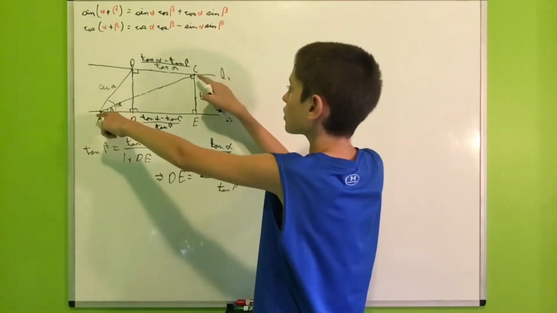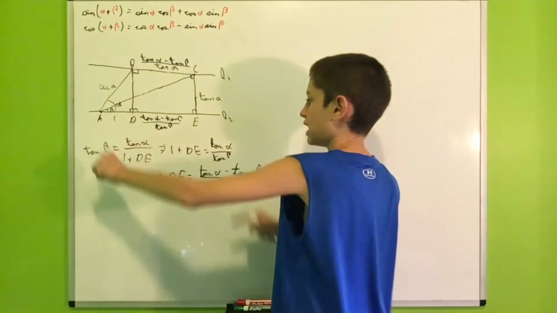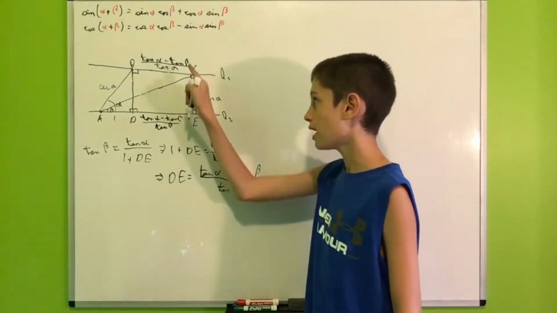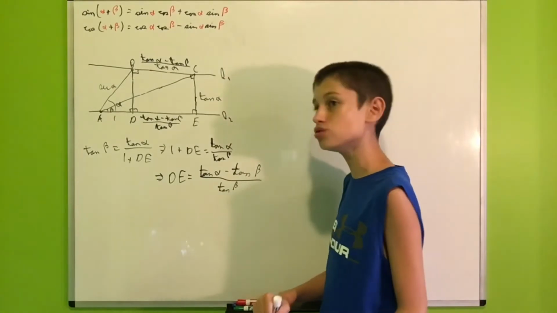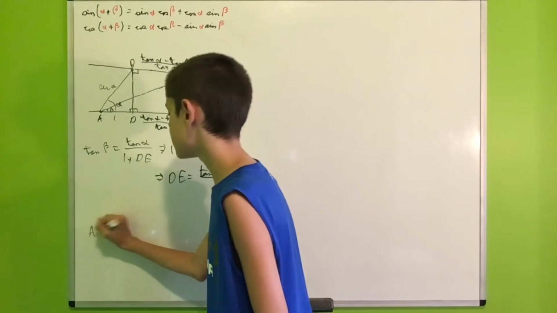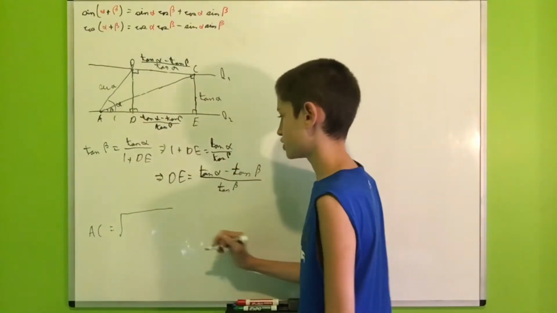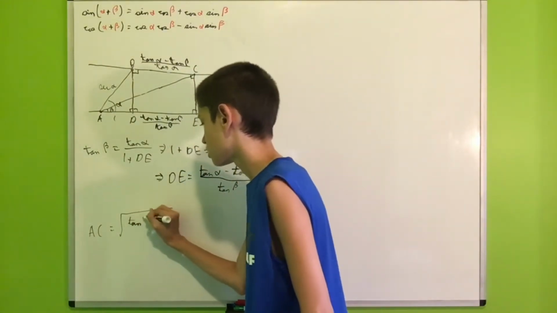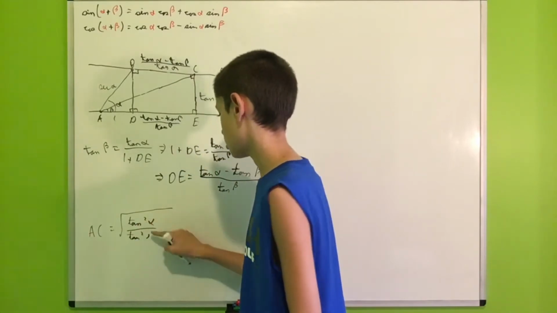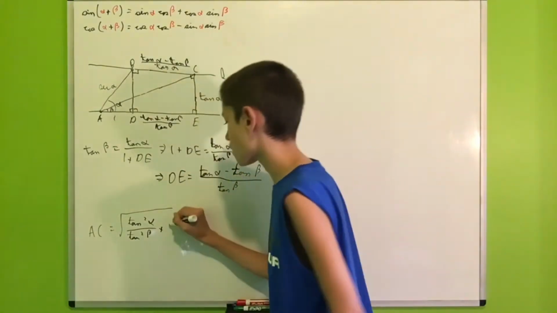And then we will calculate the length of AC using the Pythagorean theorem. So we know that AE is equal to 1 plus DE, which is the tangent of alpha over tangent of beta. And we know that CE is equal to the tangent of alpha. So this means that AC will be the square root of AE squared, which is tangent squared of alpha over tangent squared of beta, plus the tangent squared of alpha.